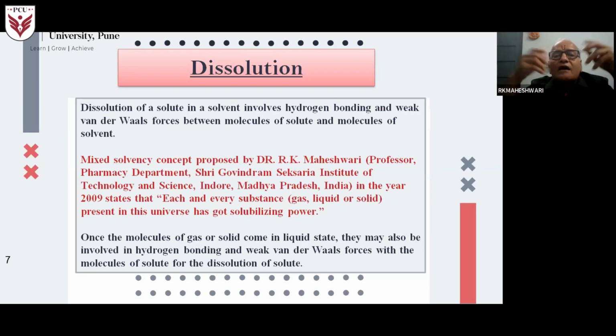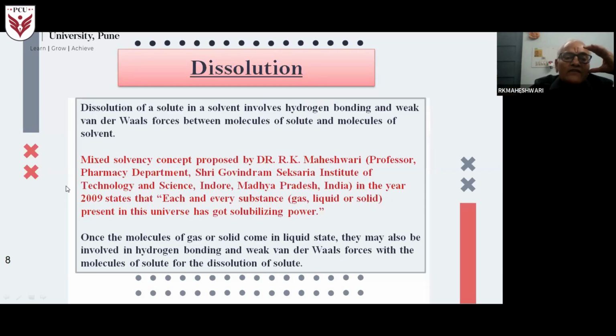There are always physicochemical interactions between the molecules of solute and molecules of solvent. Suppose you are dissolving salicylic acid in ethanol, we get a clear solution. The dissolution of salicylic acid in ethanol takes place as a result of physicochemical interaction between the molecules of solute, salicylic acid, and molecules of ethanol solvent. So this is the simple mechanism of dissolution of solutes in solvents.